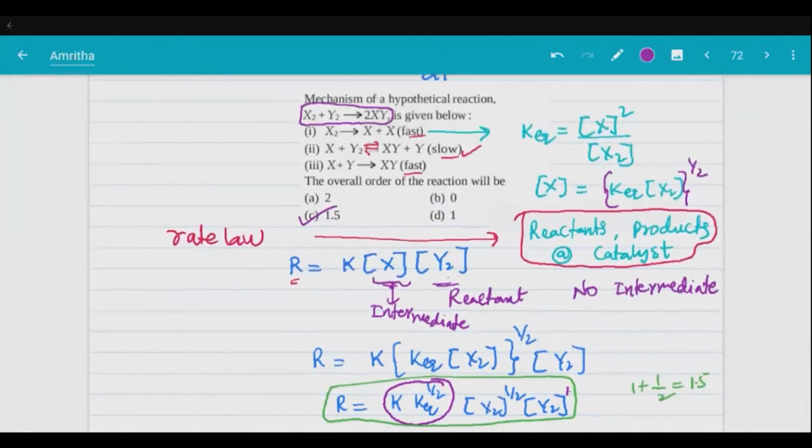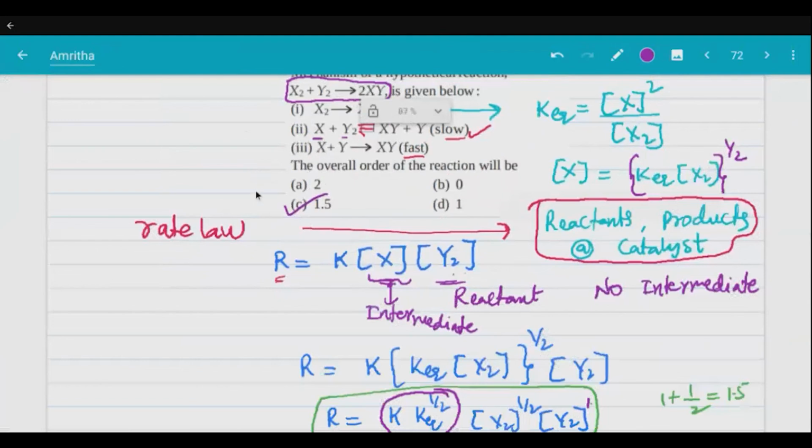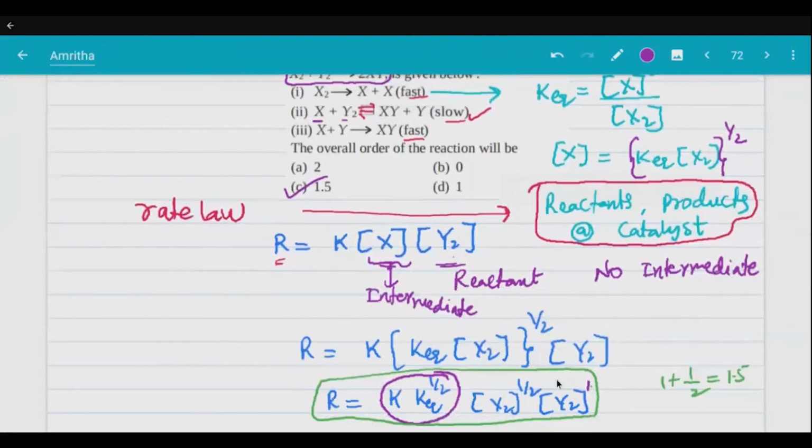So look at this, how we have done. Always start with the slow step. Molecularity is very simple. How many molecules are involved in the slow step? That's it. In the slow step, 1 plus 1, so molecularity is 2. But what is order here? Order means after writing the rate law, the sum of powers. This is order. You got the clarity? Molecularity means just the number of molecules. It can't be a fraction, but order can be a fraction. Order can be negative.